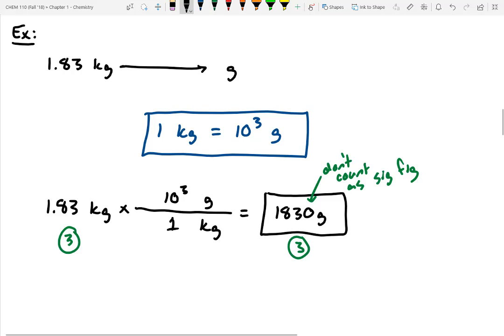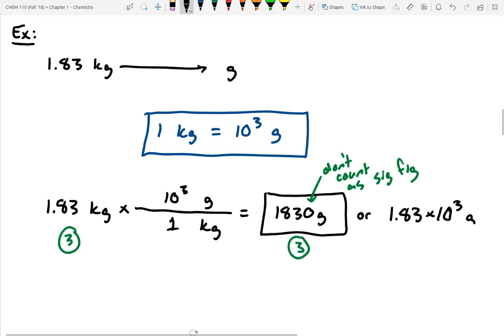Another way we could write this would be 1.83 times 10 to the third grams. Both of these answers have 3 sig figs. I would accept both to be correct in this situation. Does that make sense?